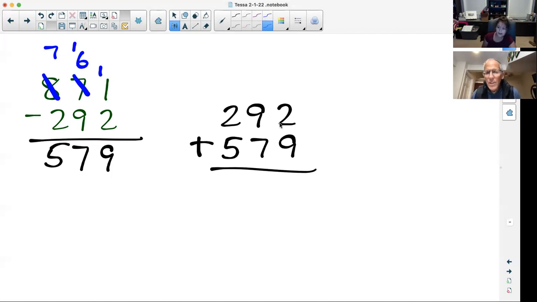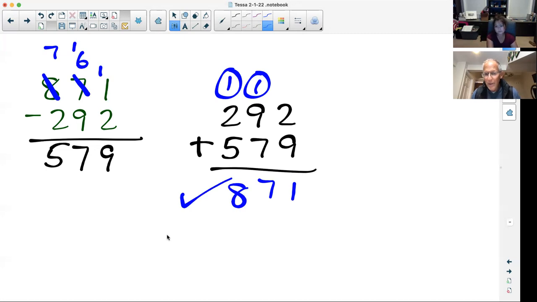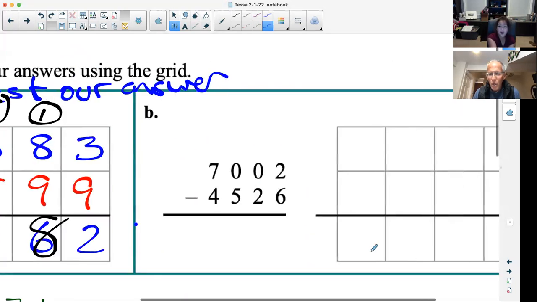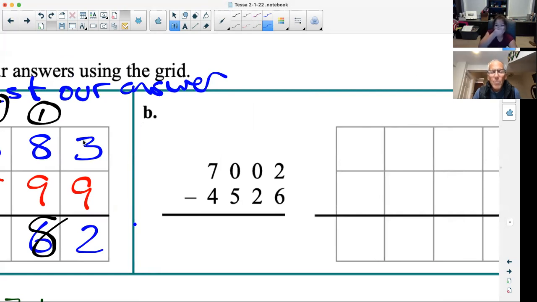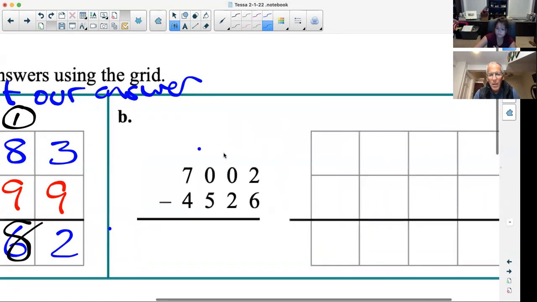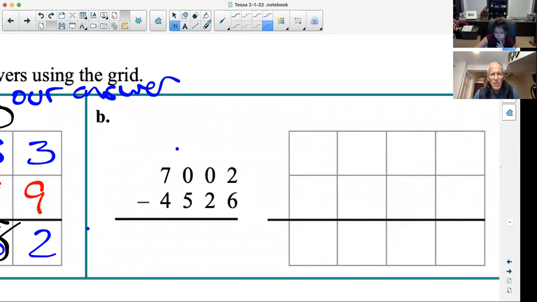So Tessa, let's do this together. Ready? 2 plus 9 is 11. Carry the 1. 9 and 1 is 10 plus 7 is 17. 5, 2, and 1 is 8. Check. Now, Tessa, this time, no mistakes. Be careful of the numbers you write down. Keep checking back to make sure that the numbers are correct. Okay. All right, get started, and then I can't wait.